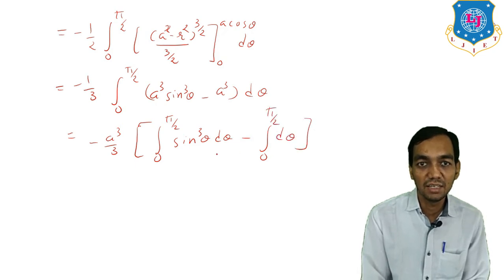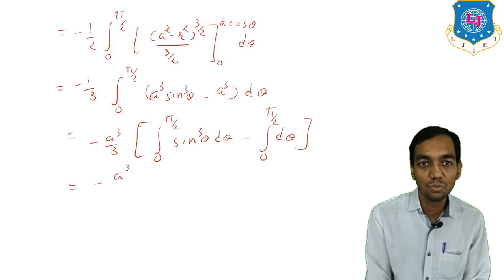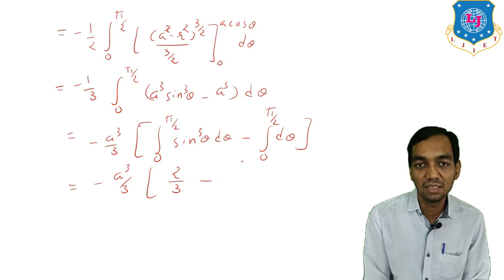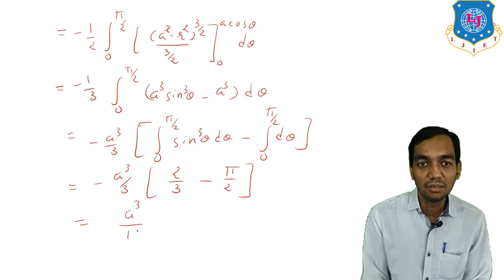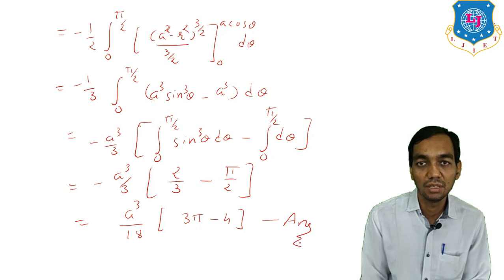Now see, this is directly integrable, and here we are going to apply the reduction formula. Then it will give you a cube by 3. This has a value 2 by 3, minus the integration of d theta, which is theta, and if you substitute the limit, then we have pi by 2 minus pi by 2. So we take the LCM and common out minus, and that will give you a cube upon 18 into the bracket 3 pi minus 4. This is the answer for the given integration.